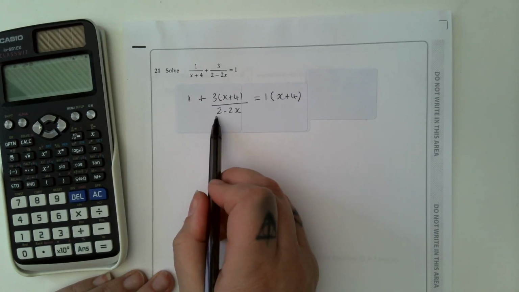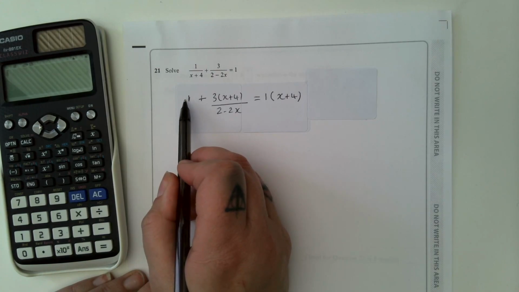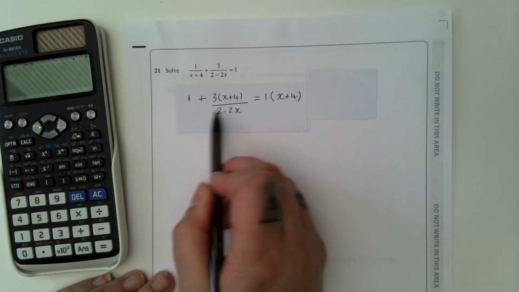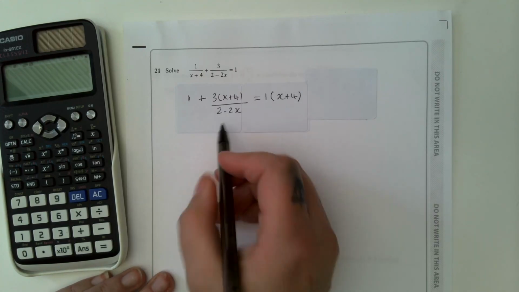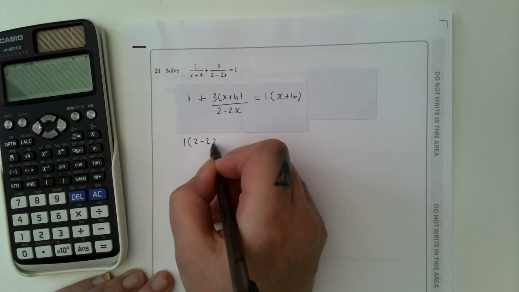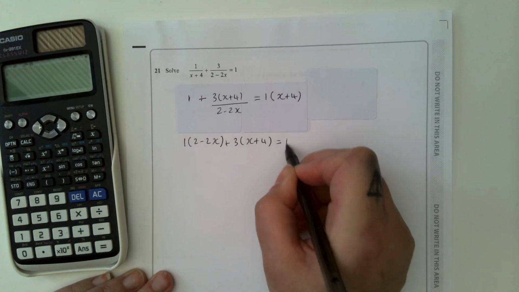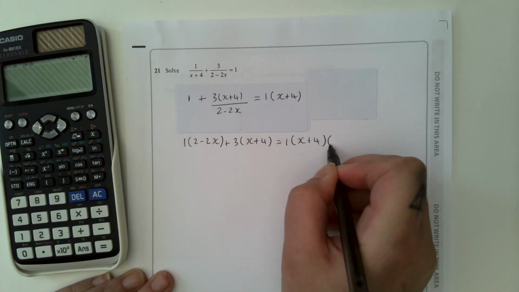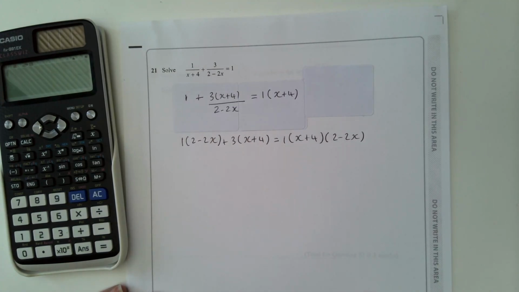And then when I multiply by 2 subtract 2x, I've got to multiply this term. It will cancel out the denominator here, and then I need to multiply on the right hand side. So multiplying by 2 subtract 2x gives me 1 times 2 subtract 2x plus 3x plus 4 plus 1 times x plus 4 times 2 minus 2x. So now it's a case of expanding and simplifying.